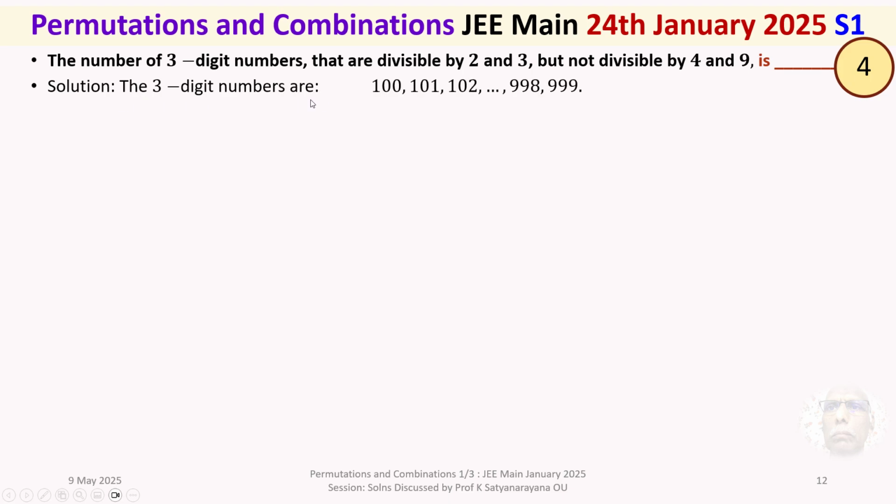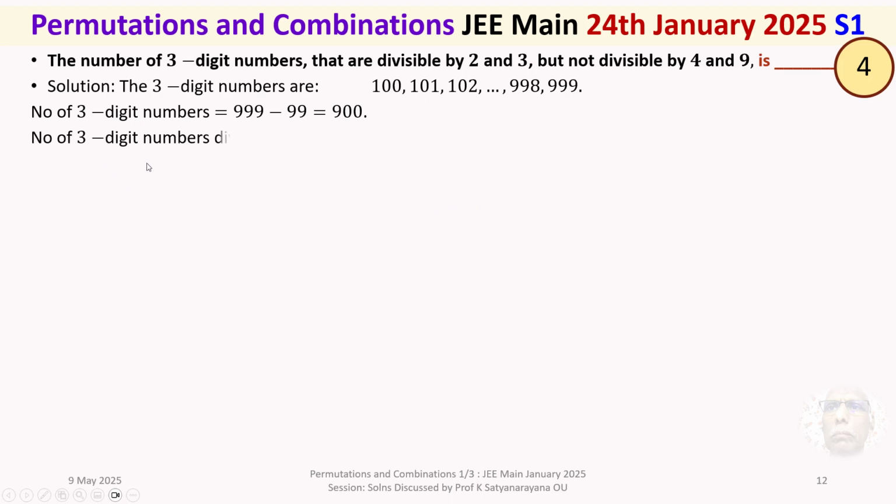The 3-digit numbers are 100, 101, 102, and so on up to 998 and 999. Therefore, the number of 3-digit numbers is 999 minus the number of 2-digit numbers, that is 99, which gives 900. Now, how many of them are divisible by 2 and 3? The GCD of 2 and 3 is 1, so it amounts to asking how many of them are divisible by 6.